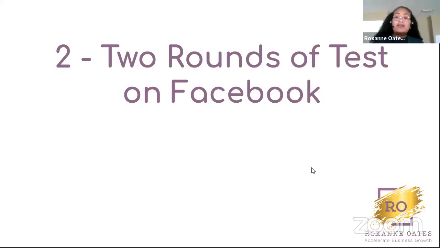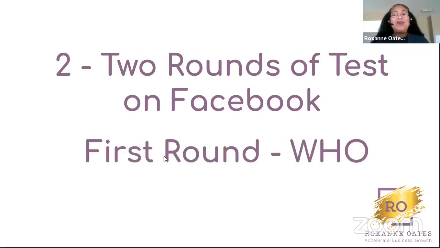The second step that we do is we actually have 2 rounds of testing on Facebook. Okay, so we do 2 rounds of this. Each round can be about $100 to $200, and it's just to give us an idea. So the first round of testing is who, right? That's what we're trying to figure out. Ultimately, who are we testing this offer to? Who are we sending this offer to?